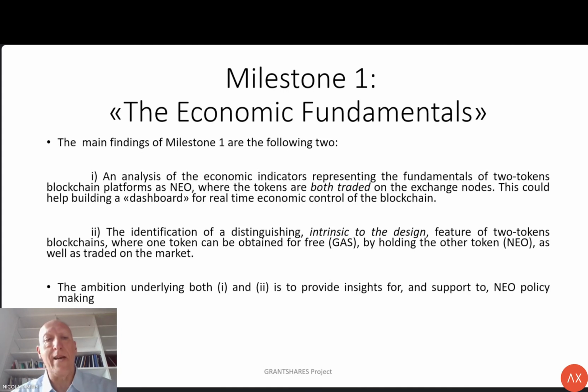Let me just anticipate that milestone one, which I'm going to start with, and which I would like to call the economic fundamentals, because that's where I'm laying down what to me are some simple, but hopefully effective, economic considerations to extract or identify the economic fundamentals of a two-token economy like NEO. So in this economic fundamentals milestone one, which I already handed in as part of the project, I've done mostly two things.